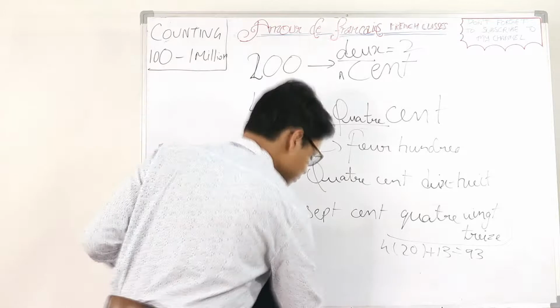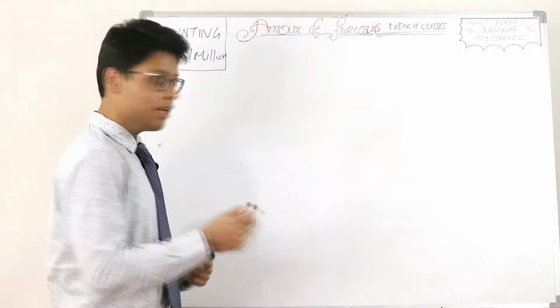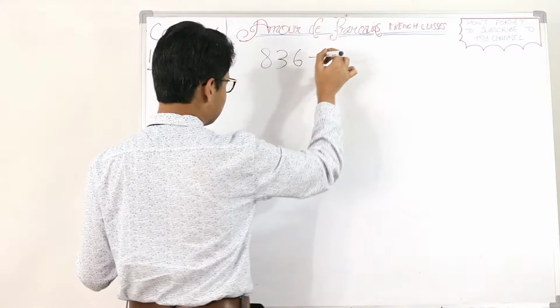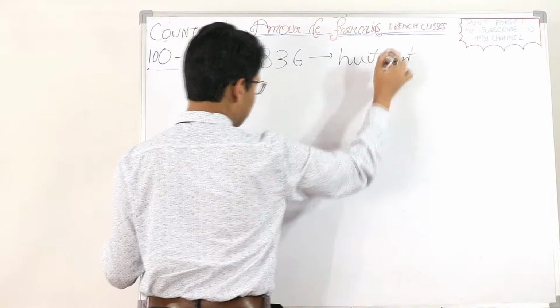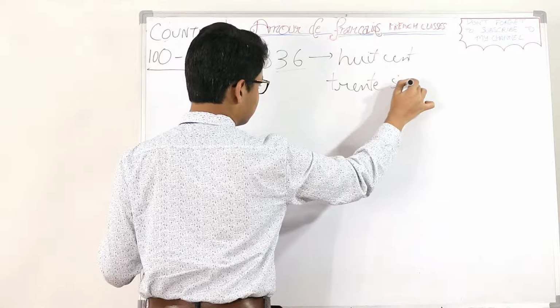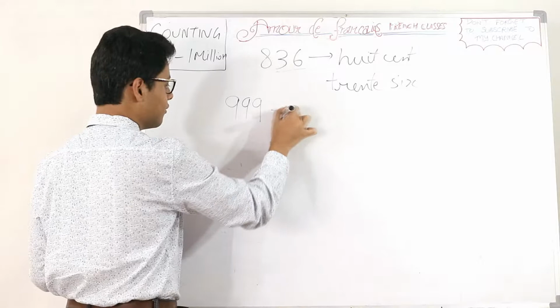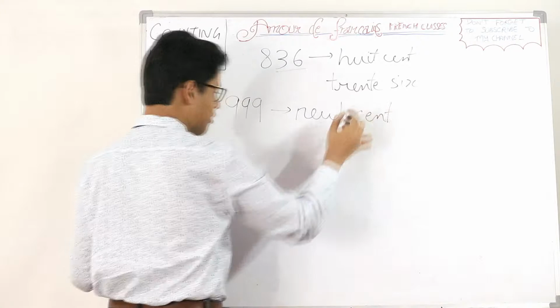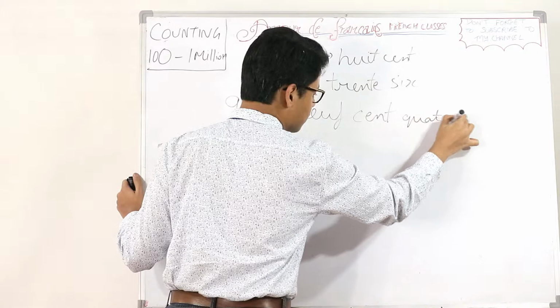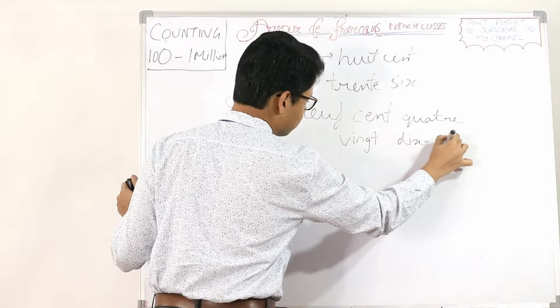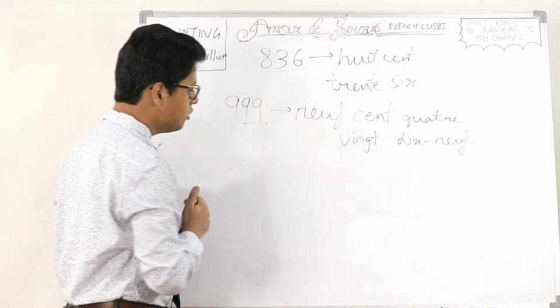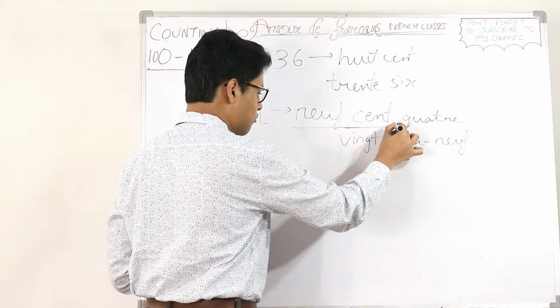Let's take one more number, for better understanding, 836. So 8 is huit, then cent, and then 36, trente-six. And now let's take the last, the largest 3-digit number, which is 999. 9 is neuf, then comes 100, which is cent, then 99, quatre-vingt-dix-neuf. 999, neuf cent quatre-vingt-dix-neuf.